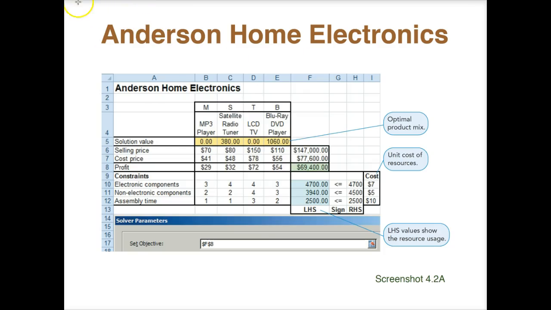However, what we also realize here is that we're only making satellite radio tuners and Blu-ray DVD players. So all that we're really concerned about is the $4 difference in profit here, it's going down, and here the $3 difference in profit for the Blu-ray DVD player. You'll remember that the LCD TV also has a decrease in profit of $4, and the MP3 player a profit decrease of $3. However, we're not making any of those, so we're not really worried about that.